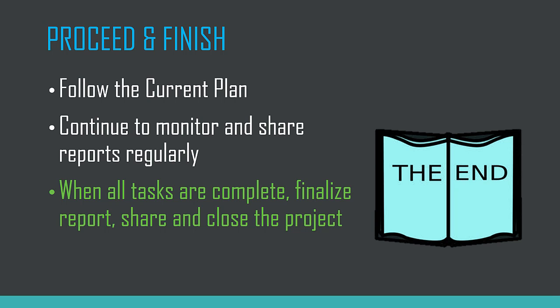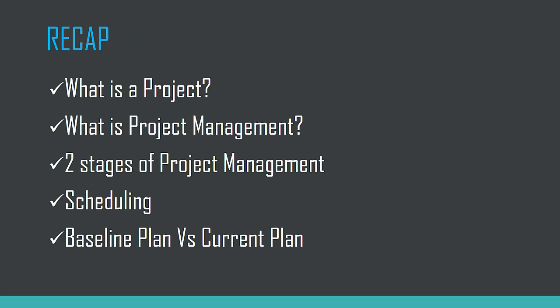Let's do a quick recap. We have covered the following topics so far. What is a project? What is project management? What are the two stages of project management? That is planning and management. We also talked about how scheduling forms the foundation for all the calculations involved in the project measurements. And there are two types of plans, the baseline plan and the current plan, and why they both are important. In the upcoming videos, we will go further in depth into specific components of project management.